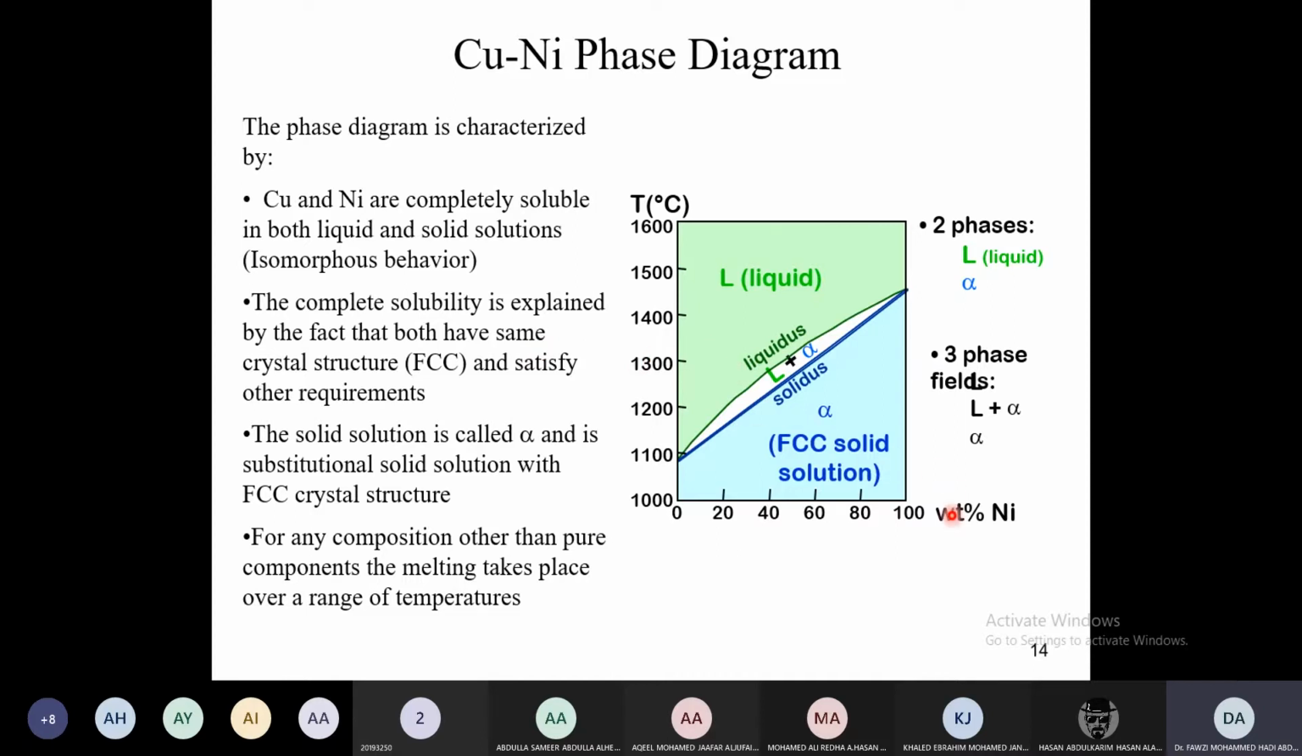If you look at the table in the back cover of your book, which I have given you, you will see the atomic radius of the nickel and the copper are very, very close to each other. In addition, both of them display an FCC crystal structure. In addition, if you look at the electronegativity and the valence electrons in both of these elements, the copper and the nickel, you will see them also very, very close to each other.